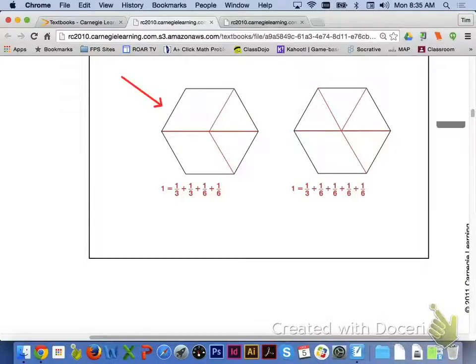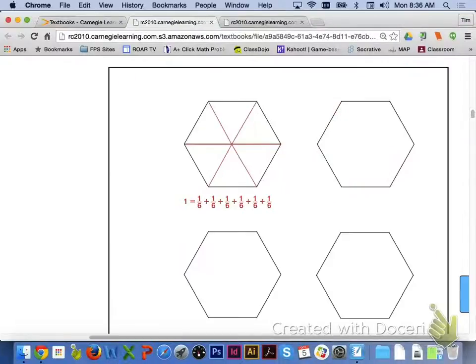2 more examples then. If we look here at the first one, 2 rhombi and 2 triangles, 1/3 plus 1/3 plus 1/6 plus 1/6. And if we have 1 rhombus and 4 triangles, 1/3 plus 1/6 plus 1/6 plus 1/6 plus 1/6 is equal to 1 whole. And finally, our last example, if we have 6 triangles, our fractional sentence would be 1/6 plus 1/6 plus 1/6 plus 1/6 plus 1/6 plus 1/6 to give us a whole.